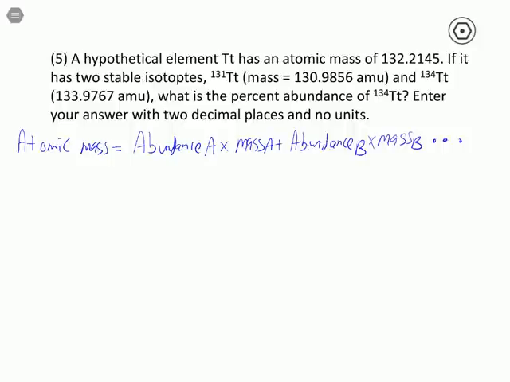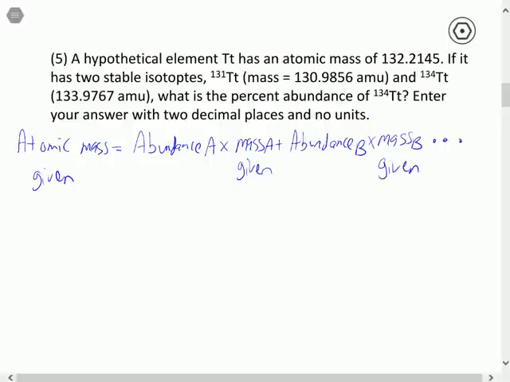In this particular problem, we have to look at what our given information is and what our unknown is. The atomic mass is given. I tell you the atomic mass right off the bat. And the individual isotope masses, we have only two in this case, are both given as well. 131 has a mass given here, and the 134 isotope has a mass given there. It's always helpful to take stock of what you know and what you don't know. We don't know anything about the two abundances. We're only solving for one of the two, but we don't know either of them right now. So we have two unknowns, and to simplify things, we'll call them x and y.